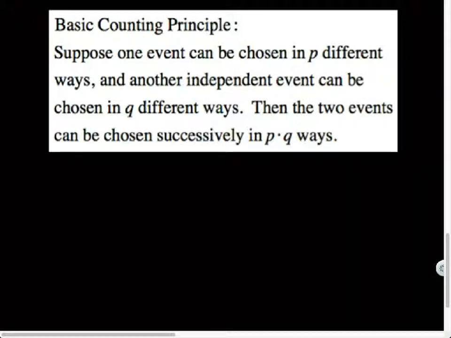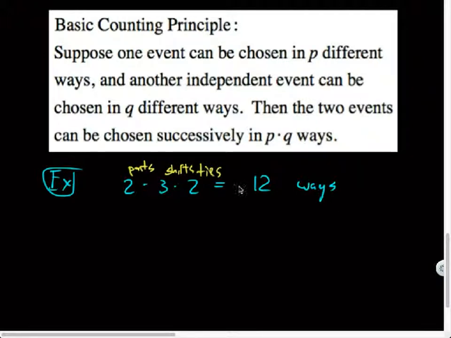So in the case of my pants and my shirts and my ties, back to the first example, I could have just done 3 times, was it 3 shirts? 2 pants, that's right. 2 pants times 3 shirts times 2 ties, and I get 12 possible ways. Because those events are independent, you can simply multiply their individual components, and you don't have to worry about making huge tree diagrams to represent that situation.